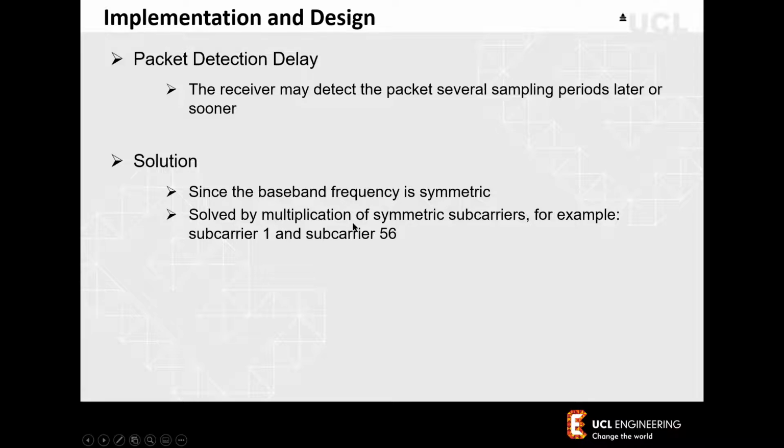Then we can solve this in a very simple way. We multiply the symmetric subcarriers of the CSI data. For example, if we have 56 subcarriers in our system, we multiply the first one with the last one, the 56th, and then the second one with the 55th. By doing this symmetric multiplication, we can remove the packet detection delay.